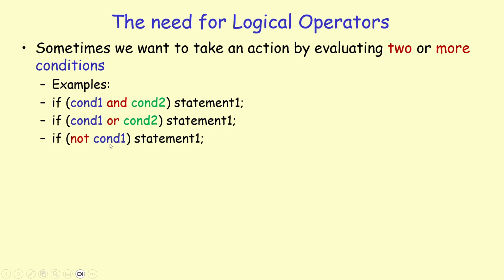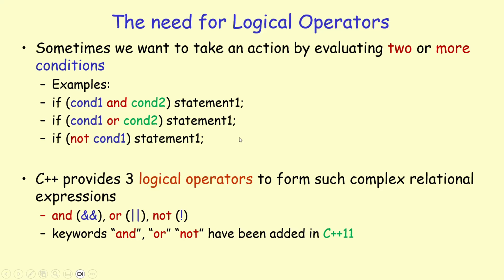And lastly, we could say if not condition 1, then statement 1, which means if the condition is false, then not of that condition. So you basically negate the result of that condition. So if the condition is false, when you negate it, it becomes true. So we execute statement 1. But if the condition is true, then when you negate it, it becomes false. So then you don't execute statement 1. These are called logical operators in C++, and they let us form complex relational expressions.